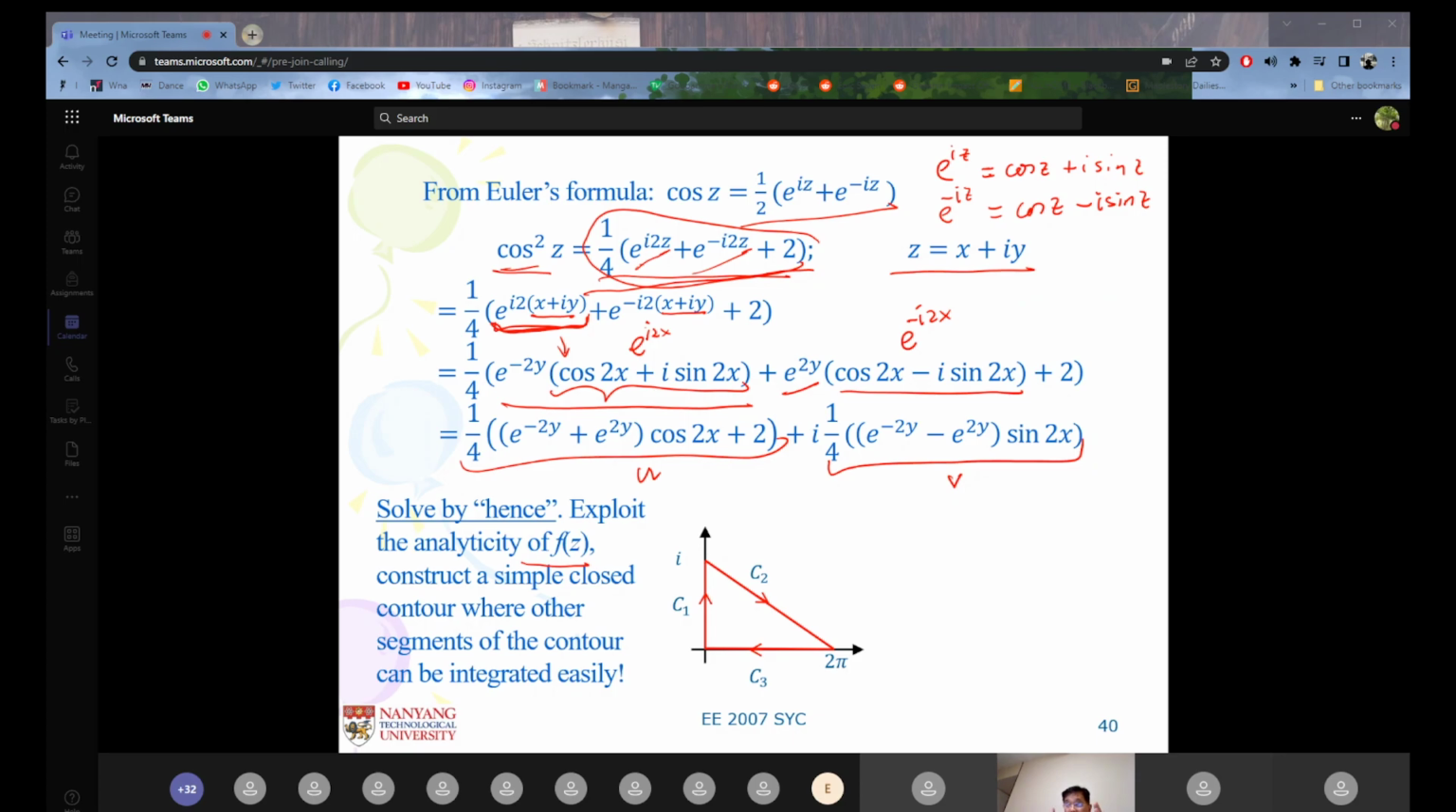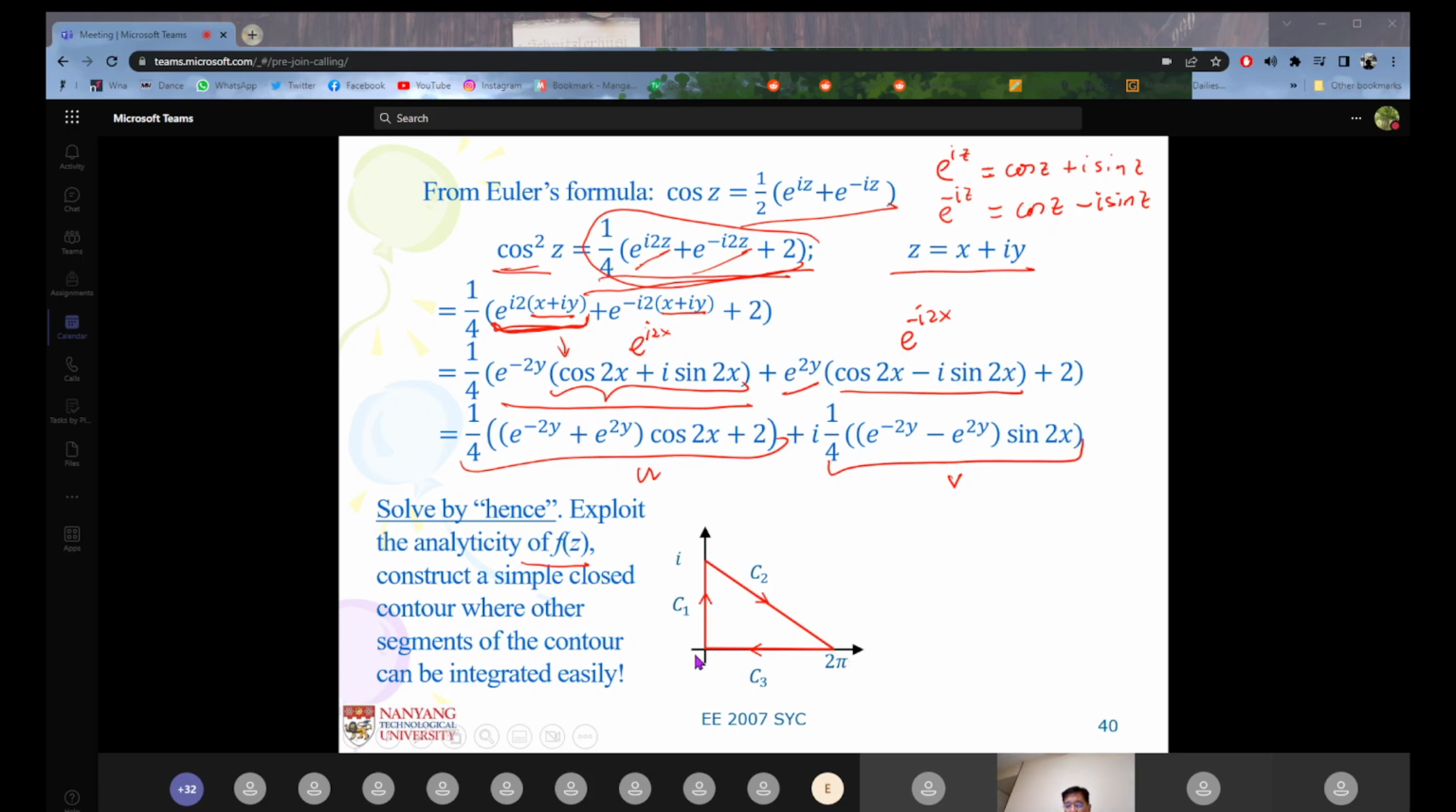So we think of a simple way out. With this contour here, I want to construct a closed contour. Yeah, so this will be the simpler closed contour, right? C1 and C3. Why do I do that?